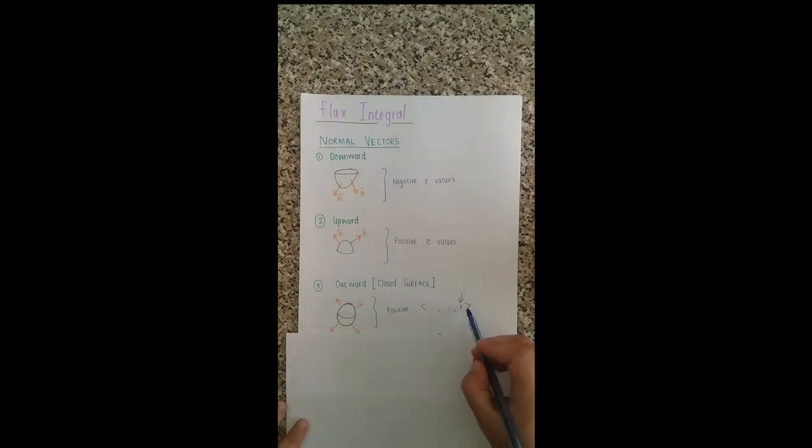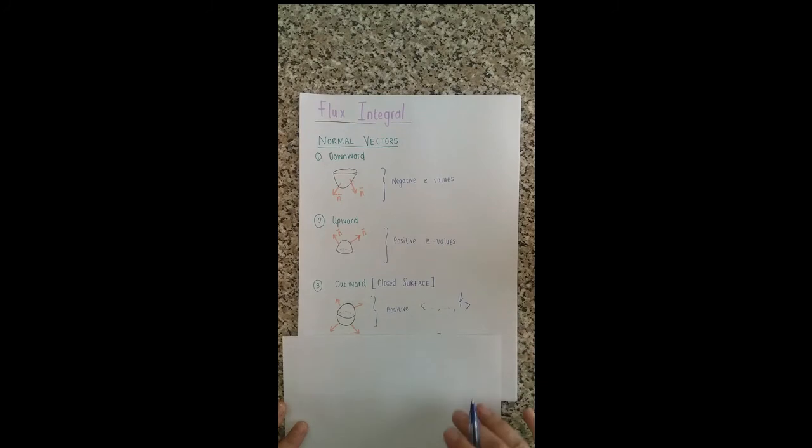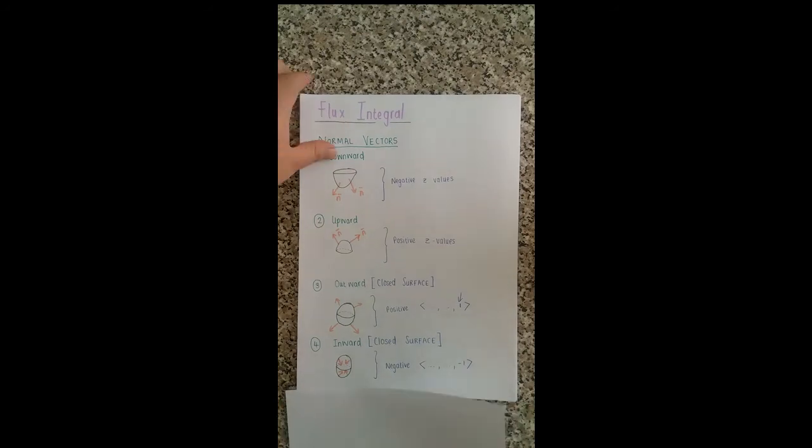I will explain this later, but your z value in your parameterization needs to be a positive 1. And then for inward, we see it as a negative direction for closed surfaces, so your z value in your parameterization will have to be negative 1. Okay, so now that we've gone over the directions of the normal vectors, we will go on with an example.